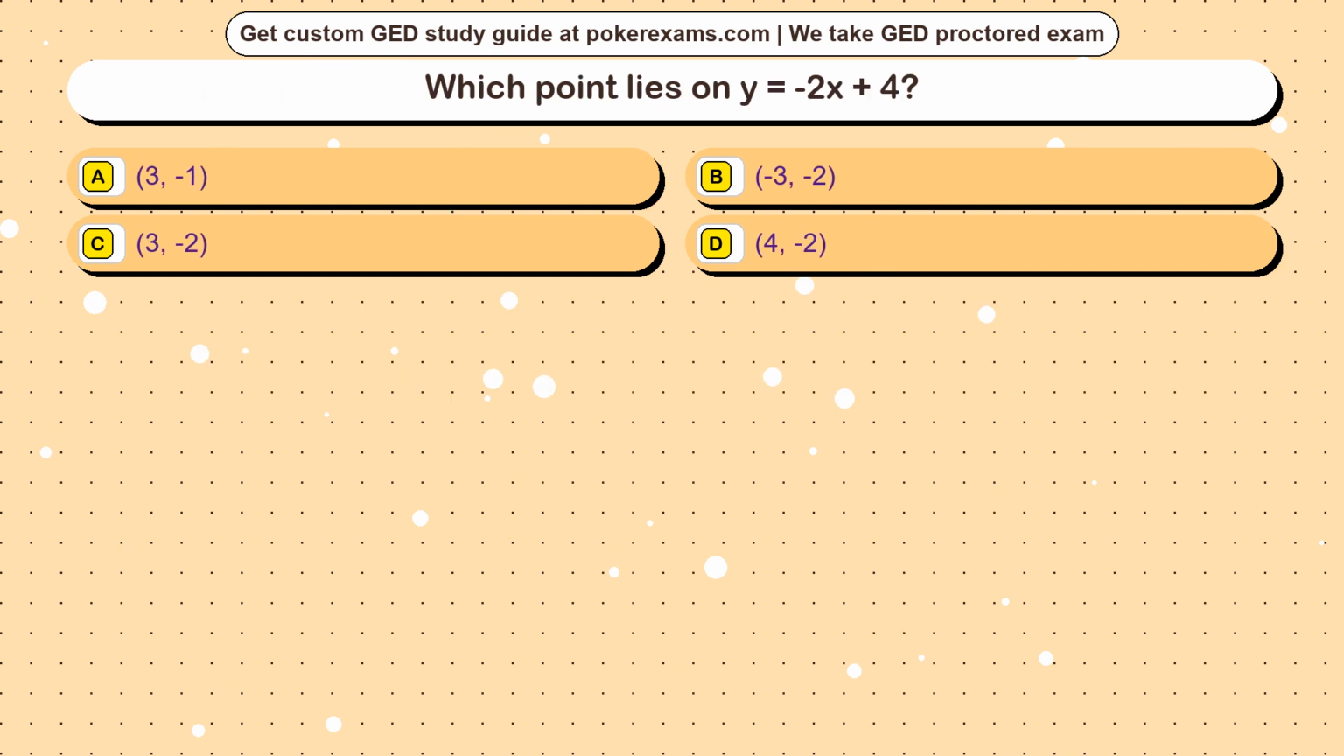Question 9. Which point lies on y equals -2x plus 4? Option A, (3, -1). Option B, (-3, -2). Option C, (3, -2). Option D, (4, -2).